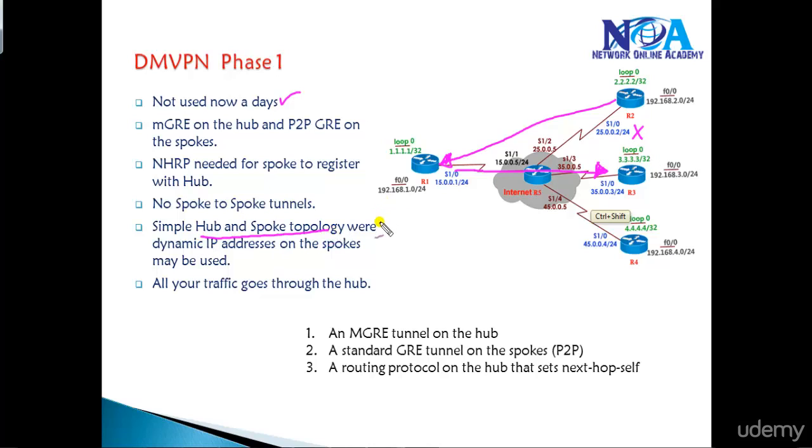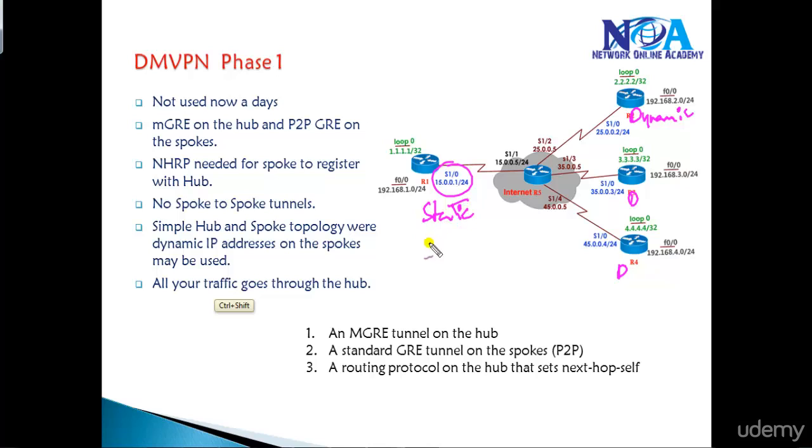So it's a simple hub and spoke topology where you can have a dynamic IP address on the spokes. You can have a dynamic IP address on router 2, and also a dynamic IP here, but on the hub you must have a static IP address. The static IP address, or the next hop server IP address, should not change, but we can have dynamic IP addresses on the spokes in both phase 1 and phase 2. So all the traffic has to go via the hub. In simple words, phase 1 uses multi-point GRE on router 1, whereas we use point-to-point normal GRE on the spokes.